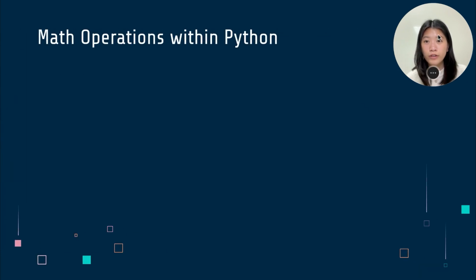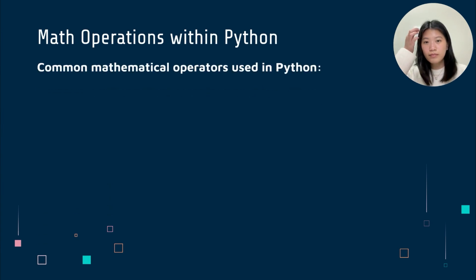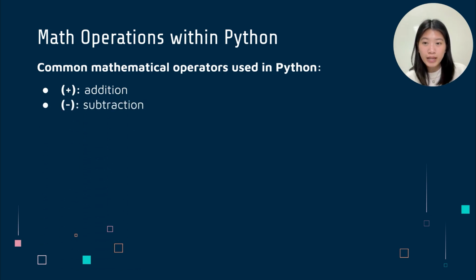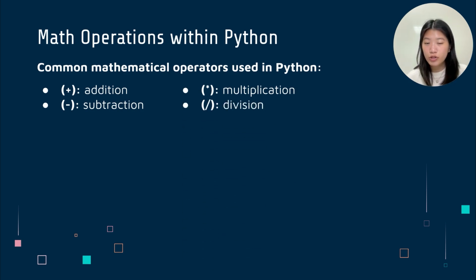So now we're going to go over some common math operations within Python. So the first operator is the plus sign operator, which is used for addition. The second is the minus sign, which is used for subtraction. The pound sign, which is used for multiplication. The /, which is used for division. And then we can type 2 pound signs to do exponentiation.